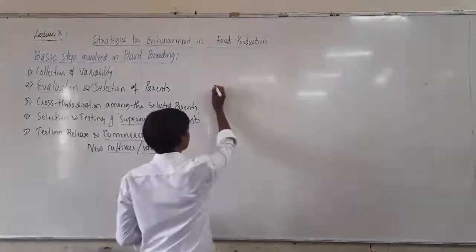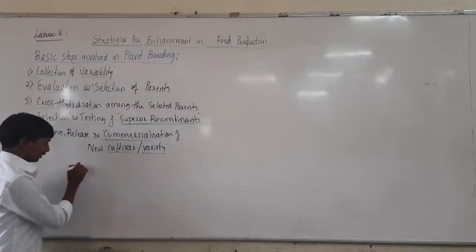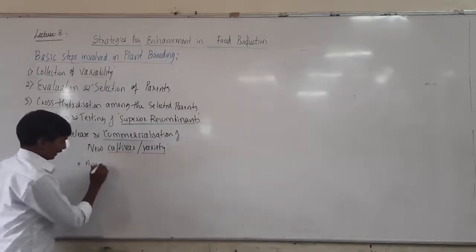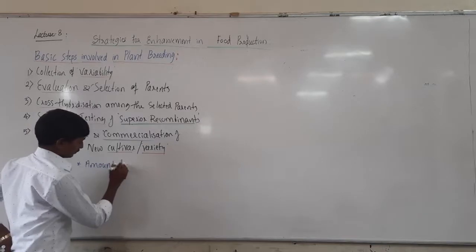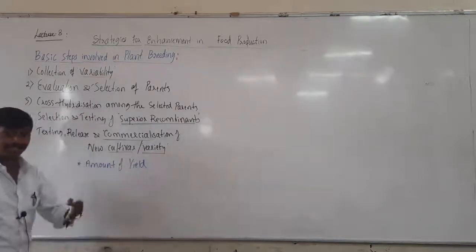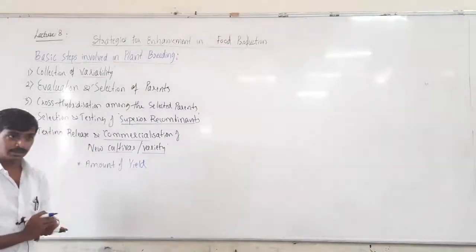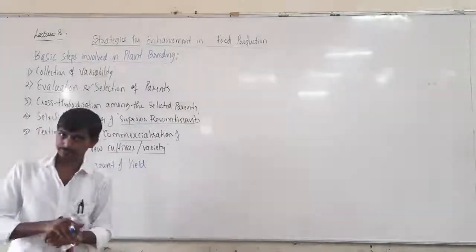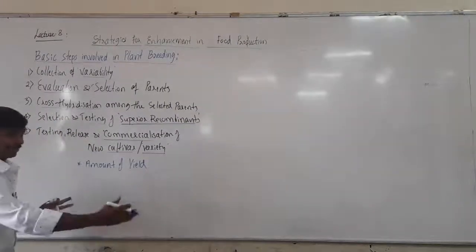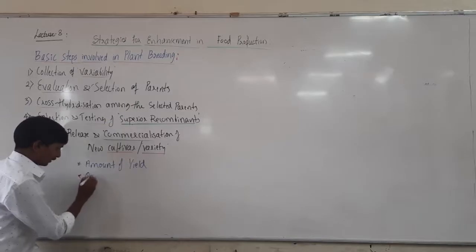So in terms of yield, they will check the amount of yield, means how much seeds are produced in this year, how much seeds are produced in 2 years. That amount is calculated, amount is measured.